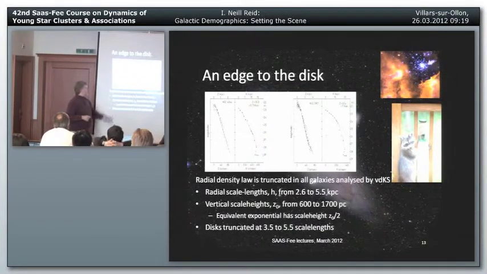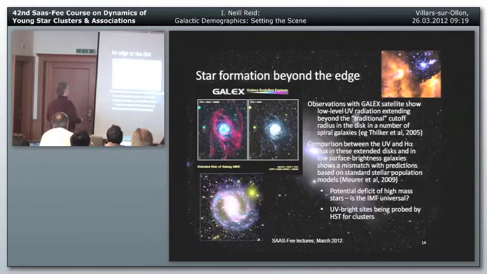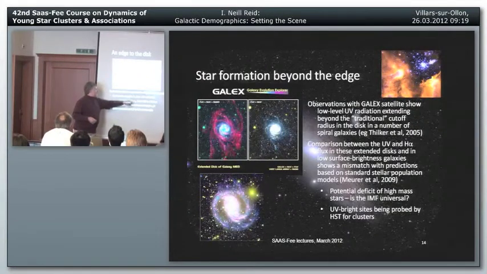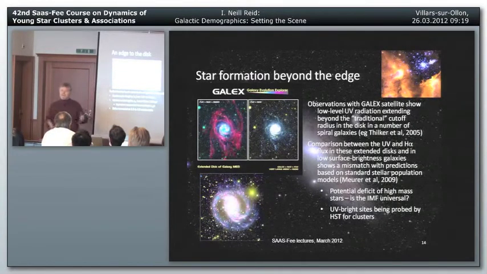So within these galaxies, Van der Kruit and Searle found scale lengths in the disk of 2.5 to 5.5 kiloparsecs, vertical scale heights between 600 parsecs and 1700 parsecs. So this is actually from the sec-squared; the equivalent exponential scale height you divide by 2, so it's a 300 parsec to an 850 parsec scale height. And then the disks in all of these galaxies truncated at 3.5 to 5.5 scale lengths, which is saying that at some point star formation changes.